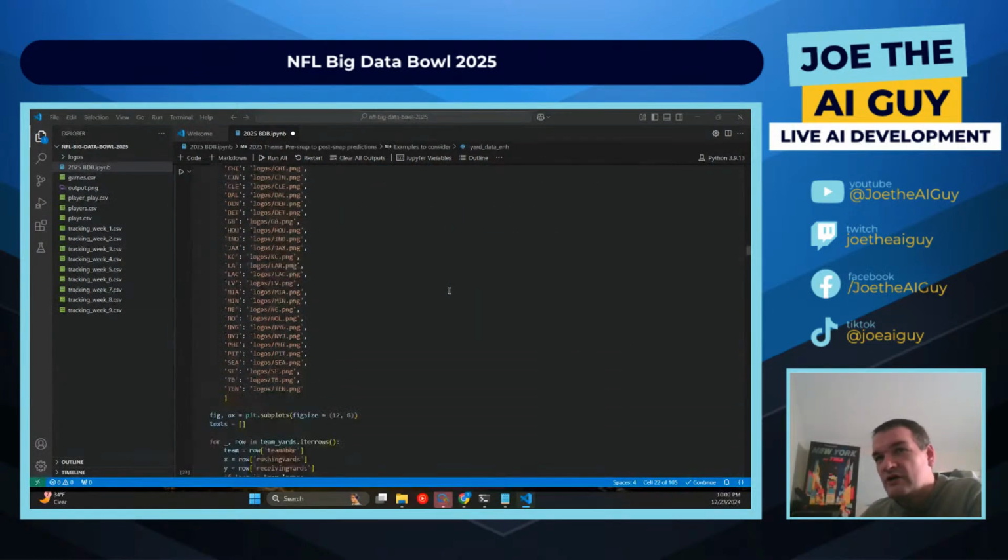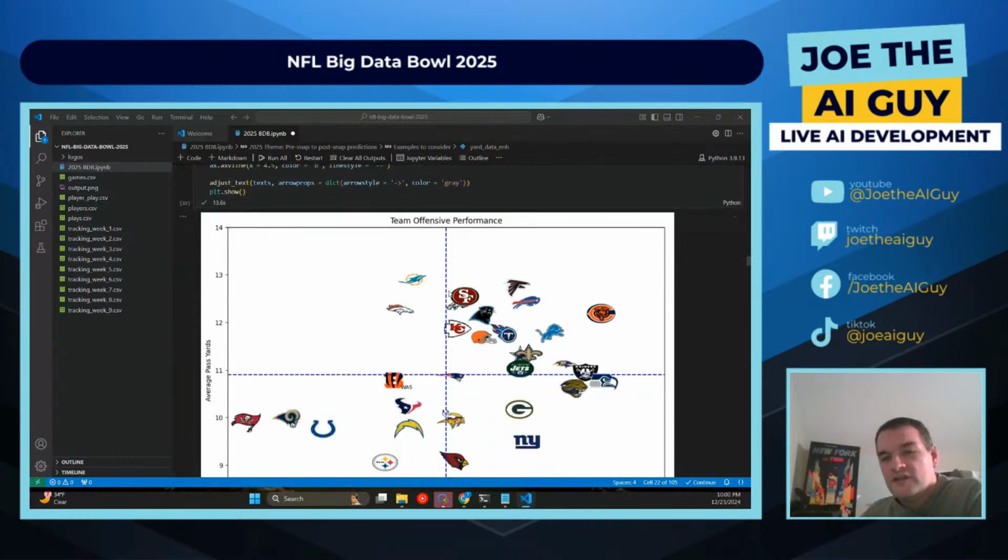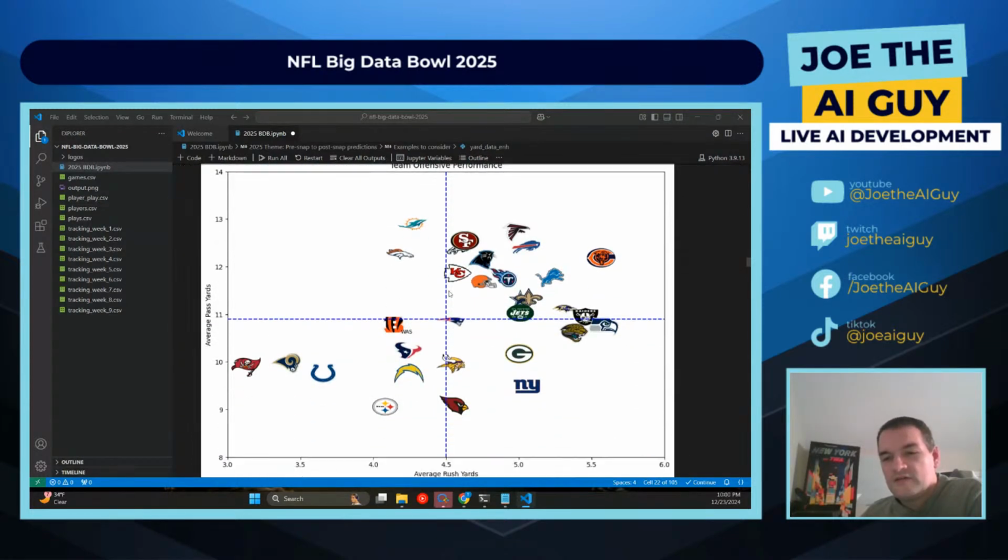And then to give a better idea of how teams did offensively, I put together this visualization. It's fairly straightforward once you understand how this works. So these are teams' offensive performances. Going left to right are your average rush yards per attempt. The blue line here is the NFL average going through the middle. And then going up and down are your average pass yards. Again, the blue line is where the average actually is for the NFL as a whole.